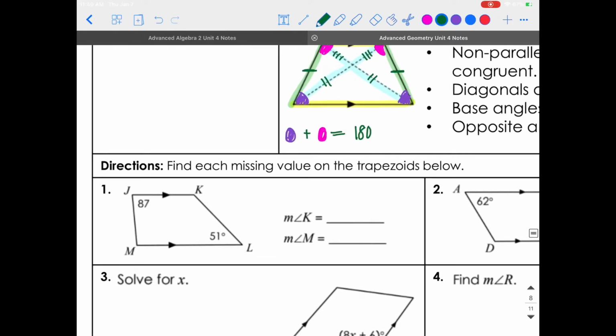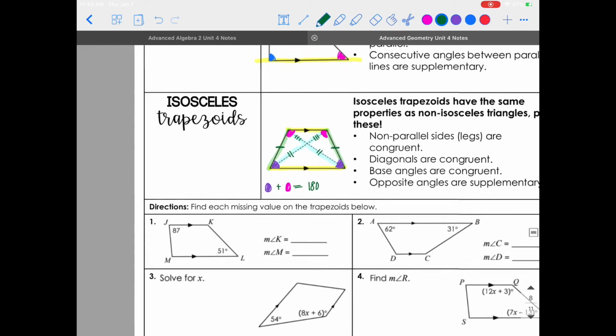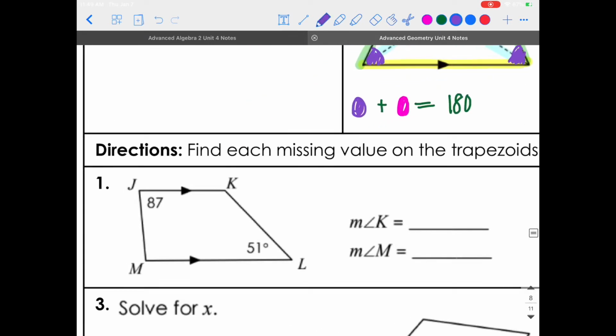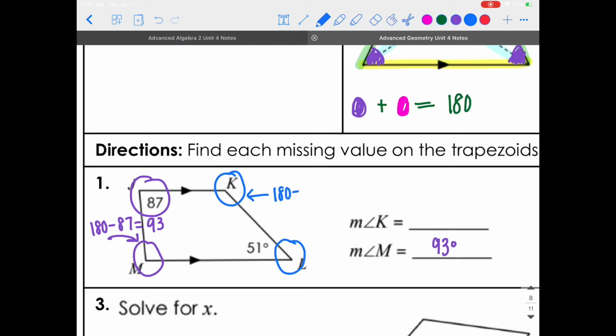So if we look here at number 1, this one is not isosceles. However, I know that these two angles that I'm circling, angles J and M, add up to 180. So I can take 180 minus 87 and get 93. So angle M is 93 degrees. And same for K and L, they add up to 180. So 180 minus 51 is 129.